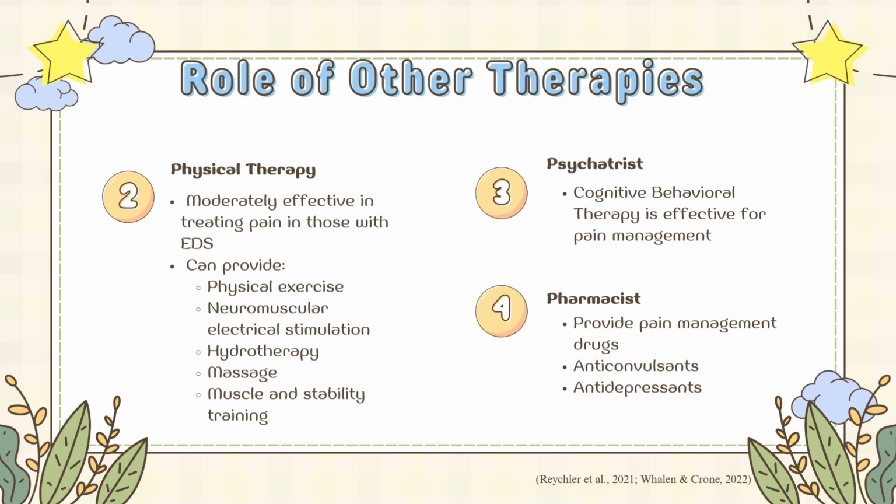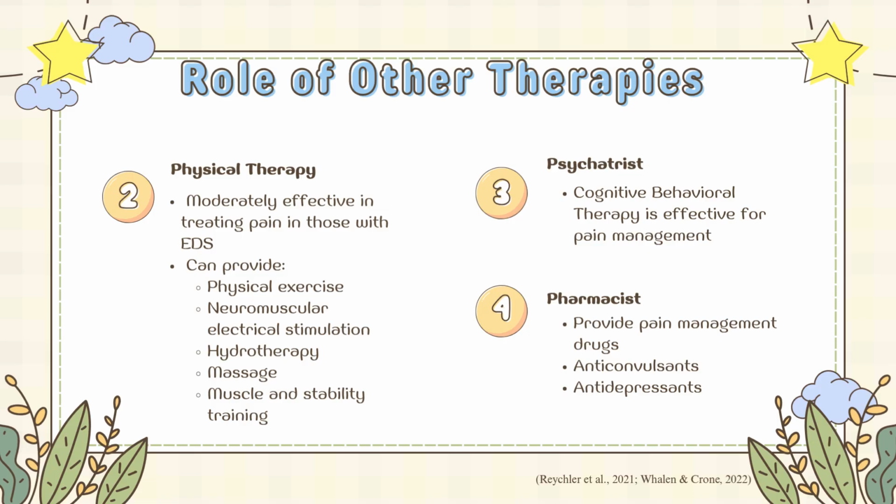Other therapies can assist occupational therapists in helping to treat someone that has EDS. Physical therapy, psychiatry, and pharmacy are three other therapies that can assist. Physical therapy has been proven to be moderately effective in treating pain for those who have EDS. It can provide neuromuscular electrical stimulation, physical exercise, hydrotherapy, massage, and muscle instability training.